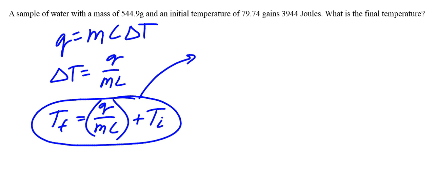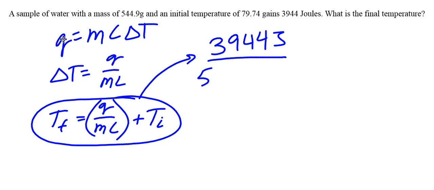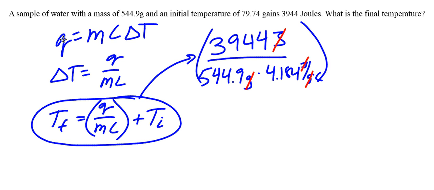So with that, I'm going to go with 3,944 joules over 544.9 grams, the mass, times 4.184 joules per gram degree Celsius. That, of course, will cancel out my grams, and that'll cancel my joules out. I'm left with degrees Celsius. And I'll do that whole thing, and I will then add the initial temperature.